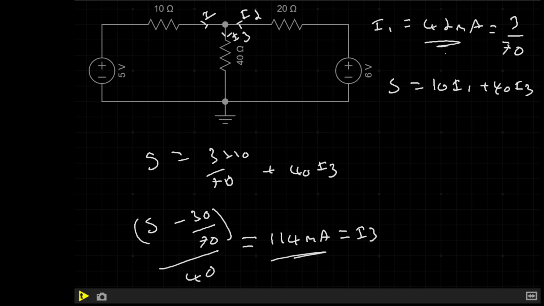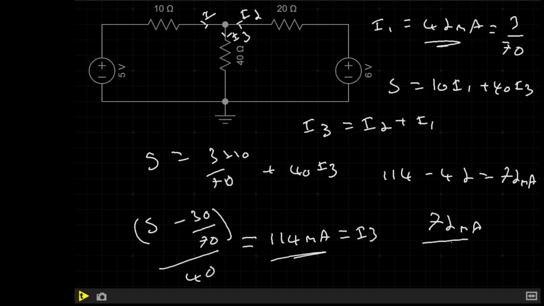I1 is 42 milliamps. We haven't worked out I2 yet, but we can actually do that using Kirchhoff's current law. If you remember, we already know that all the current flowing into a node is equal to the current flowing out of a node. So we actually know that I3 equals I2 plus I1. So we can take 114 minus 42, giving us roughly 72 milliamps. That's 72 milliamps of current equals I2.